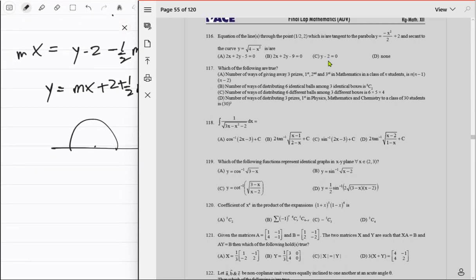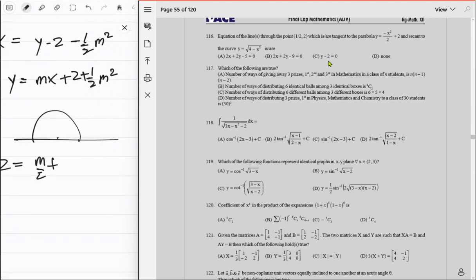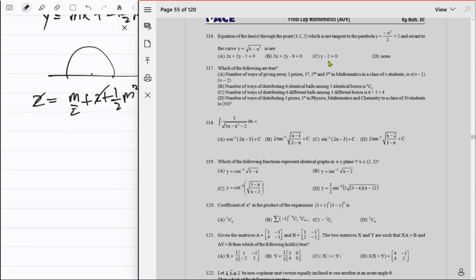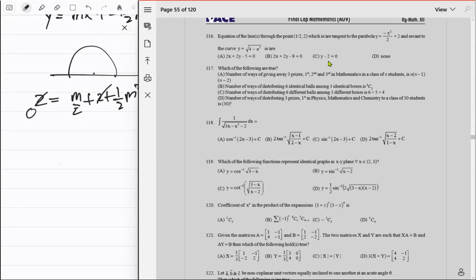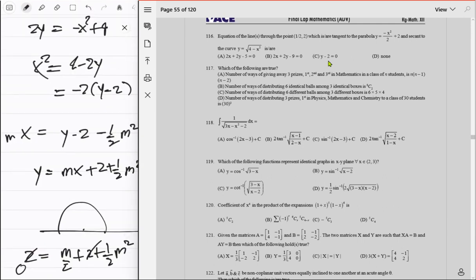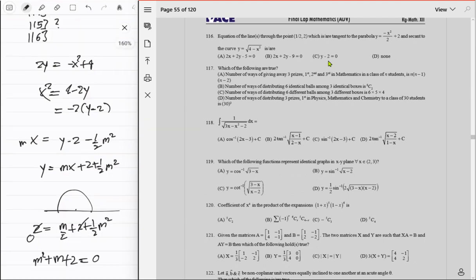Now put (1/2, 2) in: 2 = m/2 + half m² times 2 + 2. The 2 cancels and we get 0 = m²... so m² + m + 2 = 0. I guess that's correct, with the 2 over there.